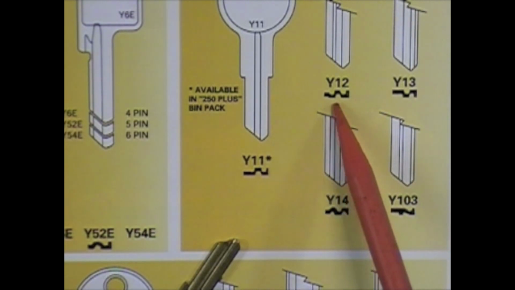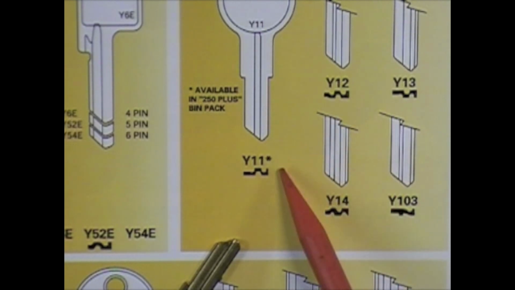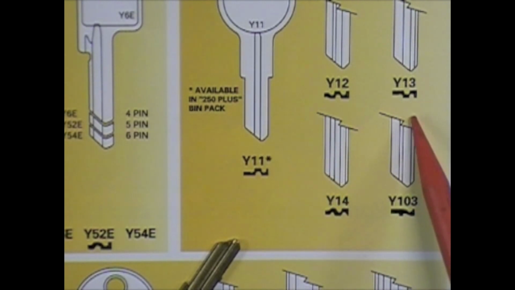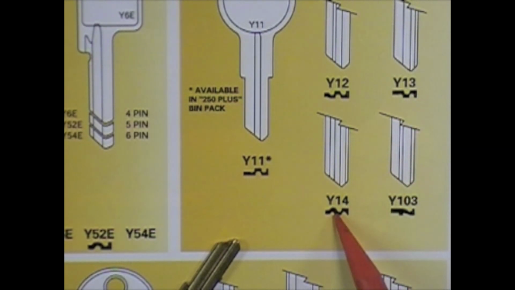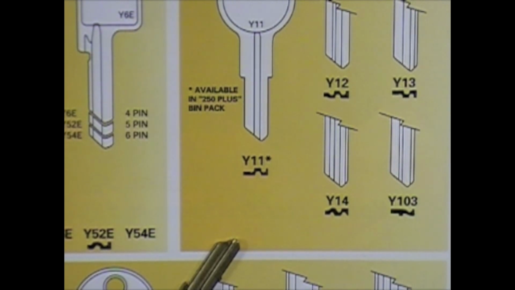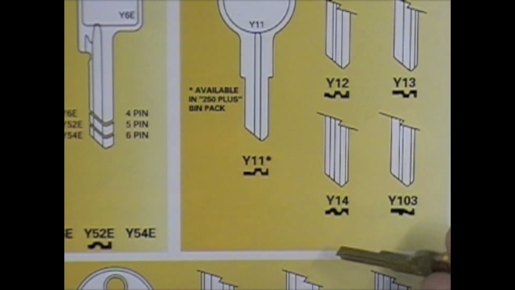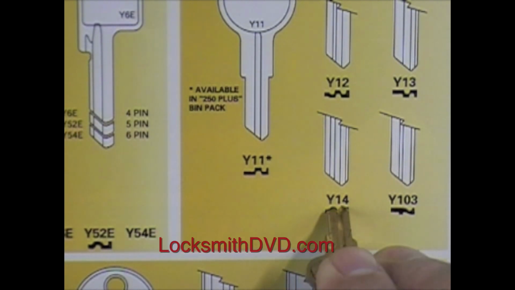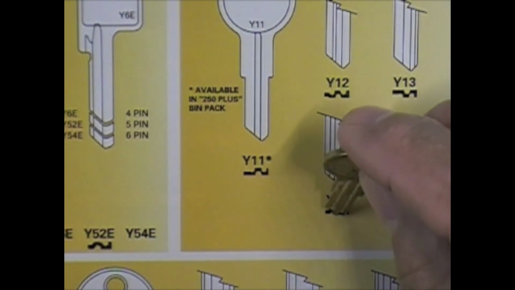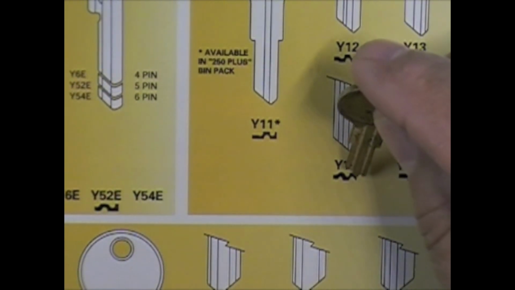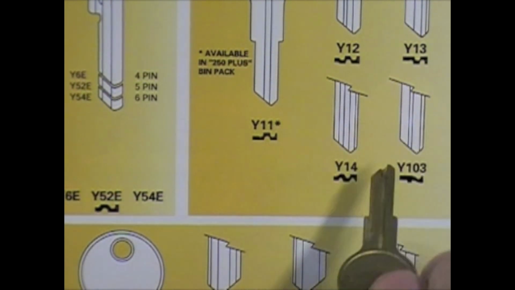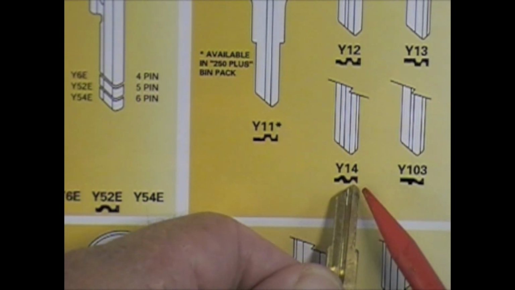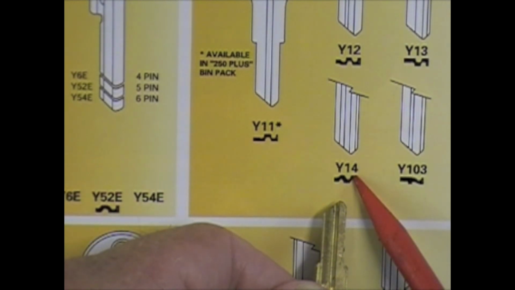Notice the differences in these. Y11 and Y12 are very similar. Y13 is quite a bit different than these two. Y13 and Y14 are similar, and then Y103 is quite a bit different. But the milling is going to match the Y14. That's, again, going to be difficult to see on the video, but when you actually do it in person and hold it up on there, you'll see that the profile of the key will be the exact profile of the silhouette. So that's the one that says a Y14 Yale key blank.